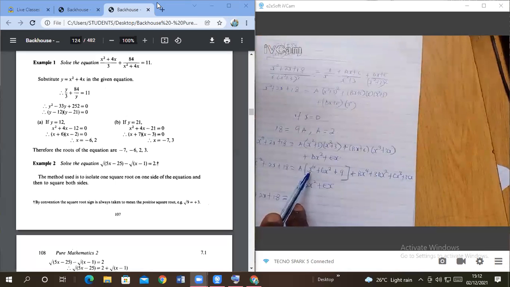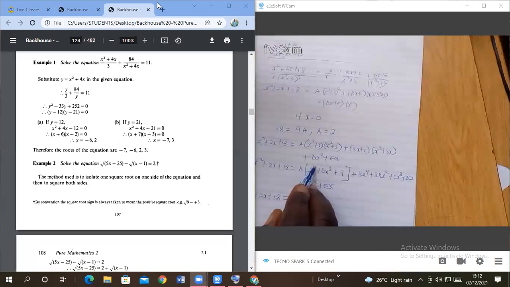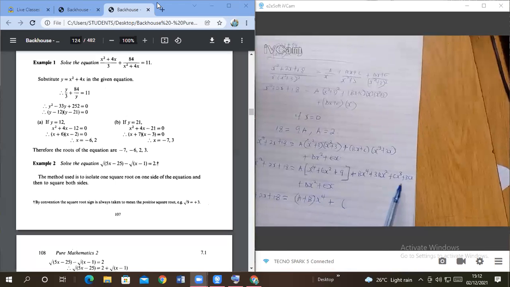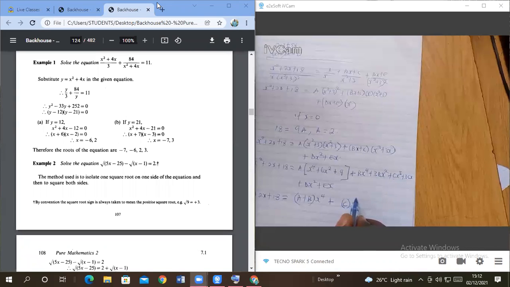What are the terms in x to power 4? Somebody help us collect. Sandra: A plus B. A plus B, correct, because we have ax to power 4 and bx to power 4. That is it in terms of x to power 4. Then the terms in x cubed. Cx cubed. So it's simply c, isn't it? Yes, in terms of x cubed.